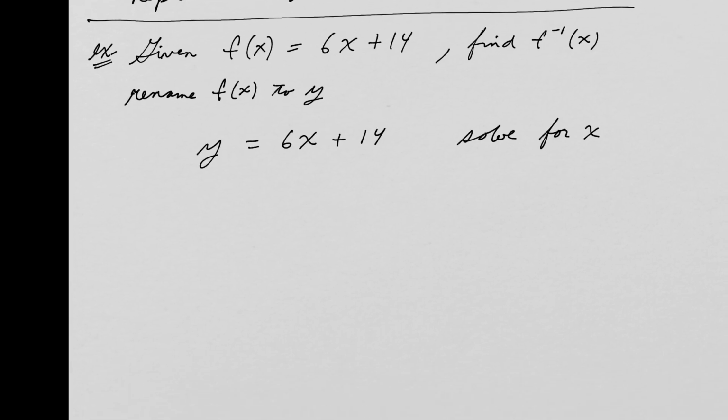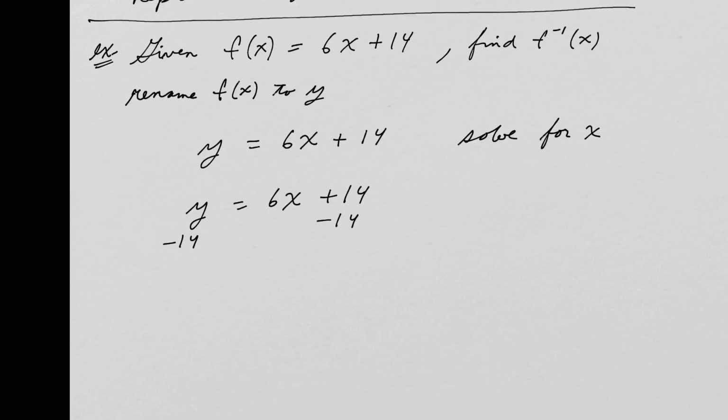Okay, so how do I do that? Well, I would have to bring the 14 over. Subtract 14 from the right-hand side. Whatever I do to one side, do to the other side. So I have y minus 14 is equal to 6x. And then finally, divide both sides by 6. I'm going to write my answer on the left-hand side. So now I have x is equal to y minus 14 over 6. And now what you do is you switch the x and y variables.